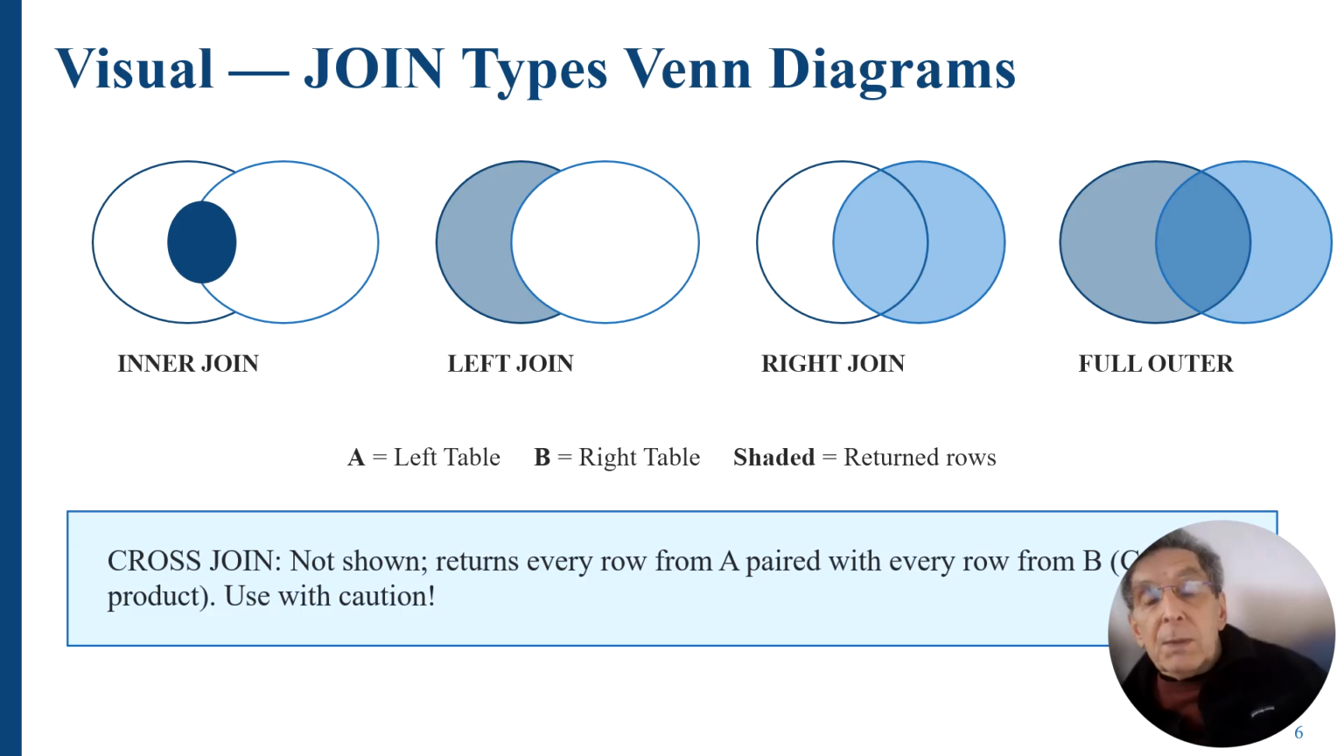Look at these Venn diagrams, and I'll give you a hint. There's a mistake in one of them. The left join, the blue shading should have gone around the full circle, but we'll get into that in just a second.